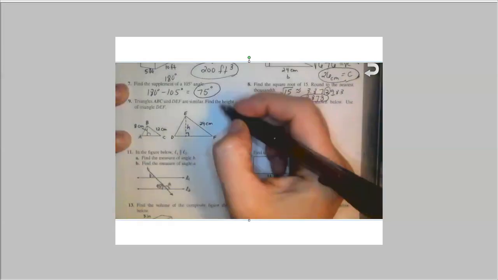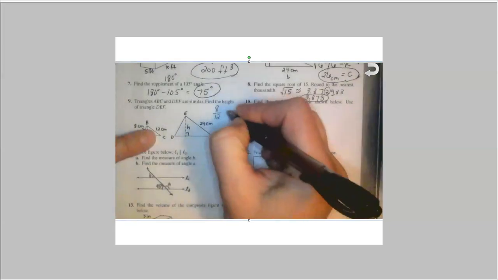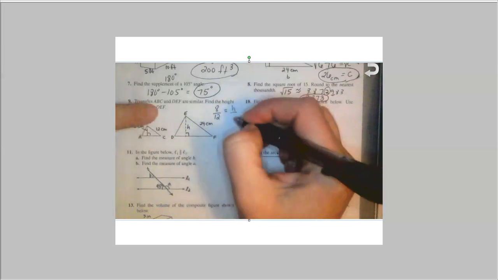Okay, number 9, we have 2 triangles, ABC and DEF. It says that they are similar. So we're going to find the height of triangle DEF. One thing to note about similar triangles is that corresponding side lengths are proportional. So what I can do is set up a proportion. In my first triangle, I've got the height and one of its sides. That will be proportional to the height and that corresponding side in the second triangle. So I've got 8 over 12 equals h over 24.